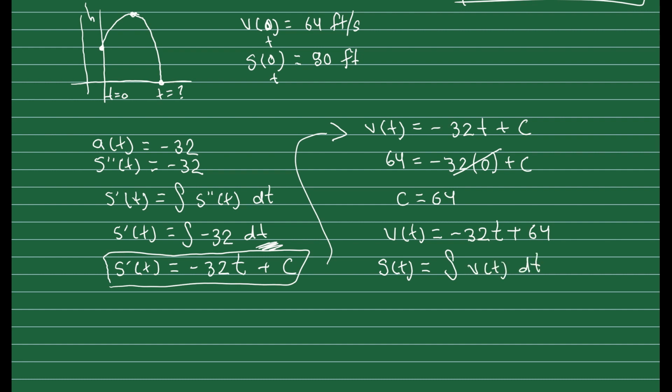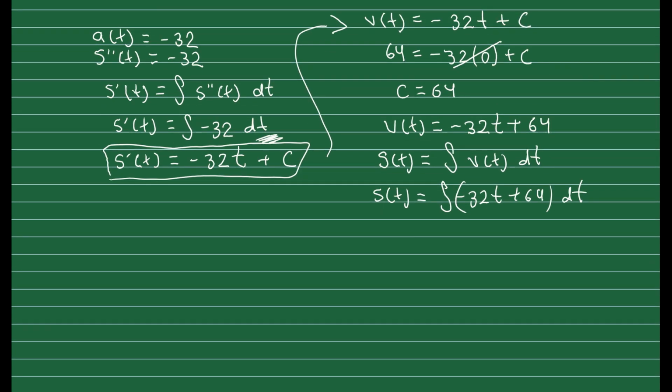Well, hey, we just found v of t, so now we have that s of t is equal to the integral of negative 32t plus 64 dt. All right, and s of t is equal to negative 32 is a constant, hold it, t to the second power over 2 plus 64t plus my constant of integration. All right, s of t is equal to negative 16t squared plus 64t plus c.